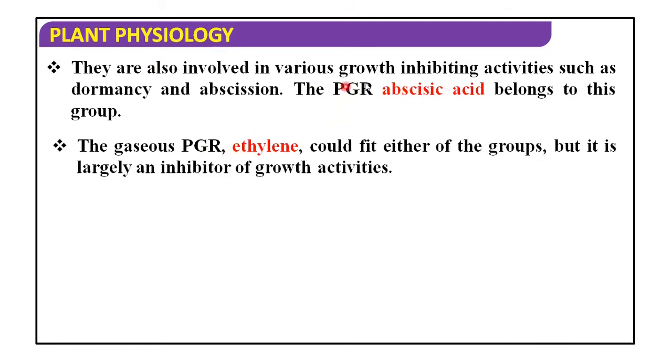So PGR, plant growth regulator, abscisic acid helps in the inhibiting activities, and ethylene is a gas which also helps in these growth inhibiting activities, in that it can ripen the fruits.